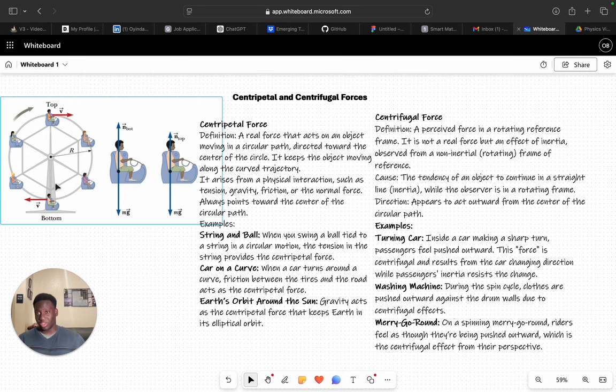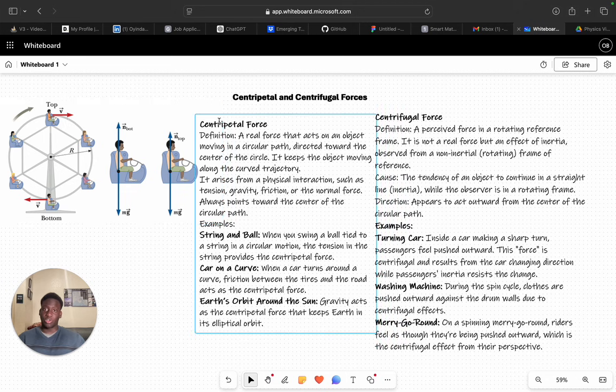Centripetal force pushes you inward. So because of the centripetal force, you feel as though you want to fly out of the roller coaster.